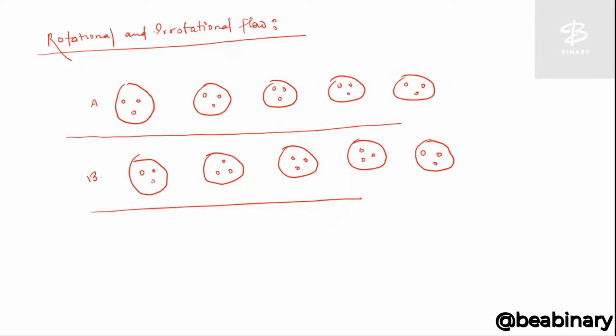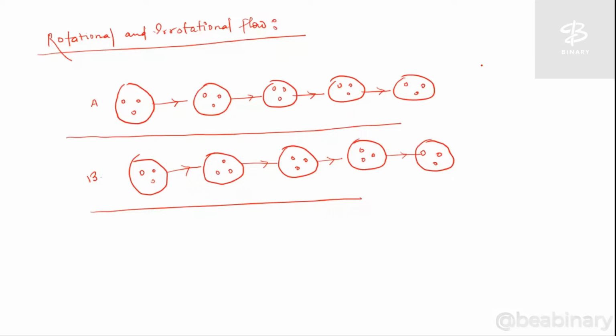In the case of particle A, it is moving in the direction of the flow, but it is not rotating about its own axis. Whereas in the case of particle B, it is also moving in the direction of the flow, but it is also rotating about its own axis.